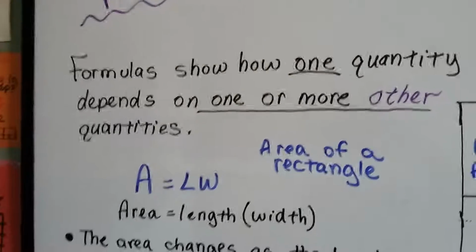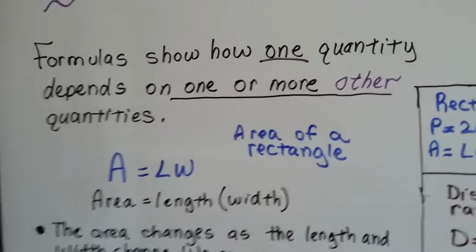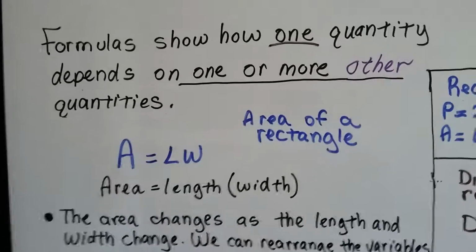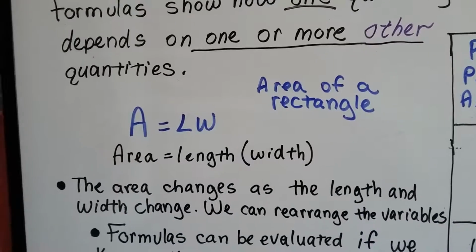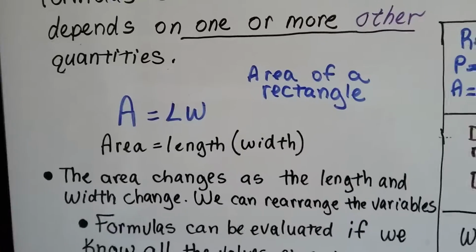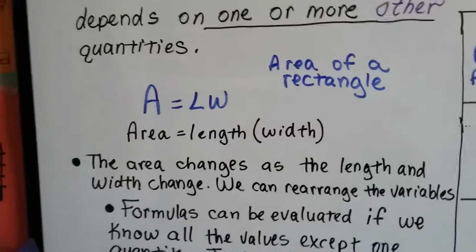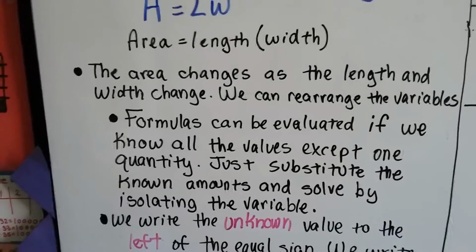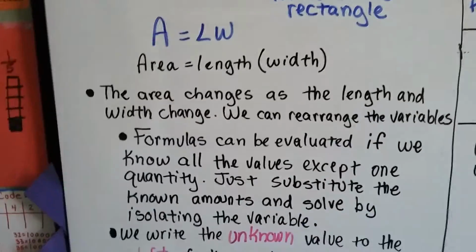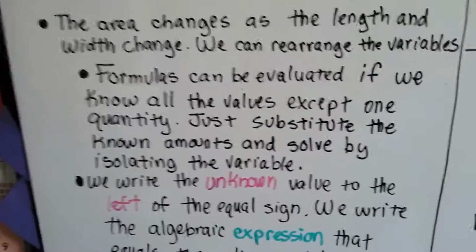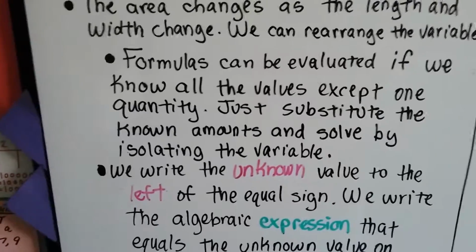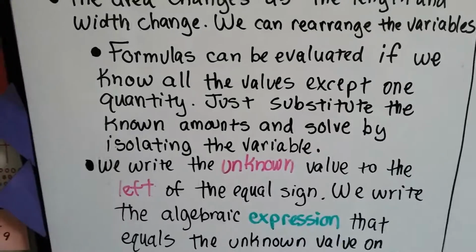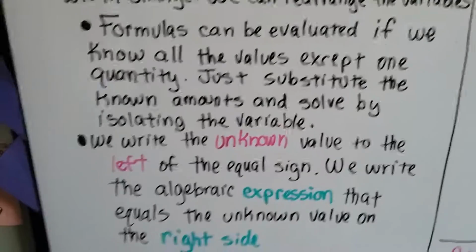Formulas show how one quantity depends on one or more other quantities. For the area of a rectangle, it's A equals LW, the length times the width. And as the length and width change, the area changes. Okay? We can rearrange the variables in this formula to suit our needs. They can be evaluated if we know all the values except one quantity. We just substitute the known amounts and solve by isolating the variable.